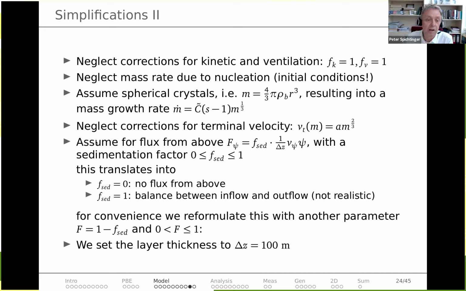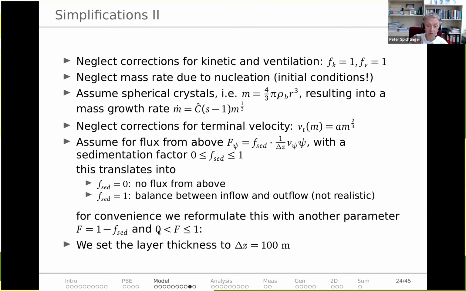And we assume for the flux from above that some part of the ice crystal mass which is falling out is falling in on the top. And you can describe this by a so-called sedimentation factor. And for convenience, it will be turned in this way, that you have a parameter here with f equal 1. So everything is falling out, nothing is falling in.